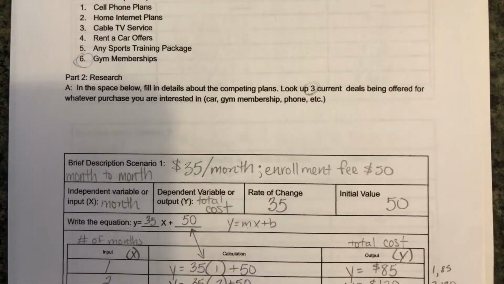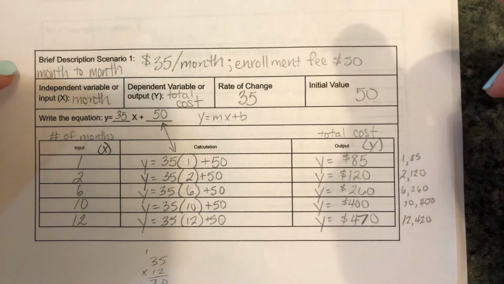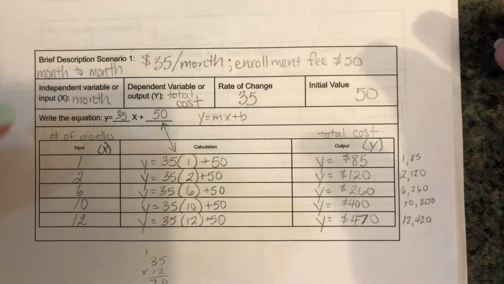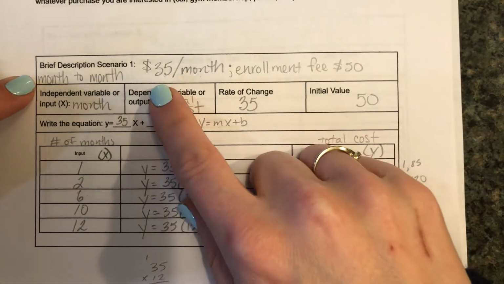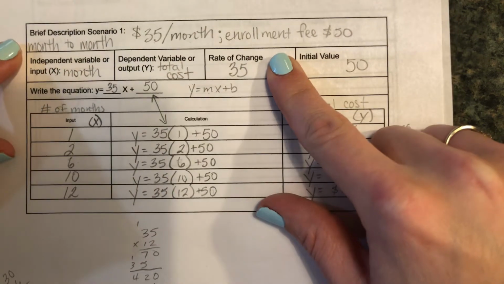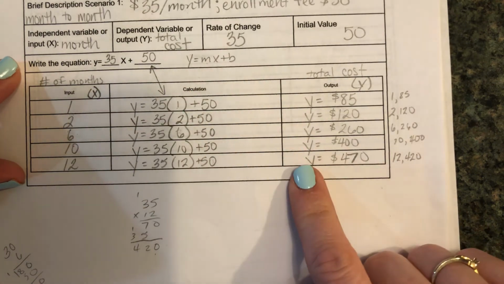So after you do your research, I had a couple people have already checked in. They did cell phones, there were some cars, whatever it was you chose. After you did that research, you needed to write and fill in these tables. So for a brief scenario, for mine, one of the plans is a month-to-month plan, which is $35 a month, and an enrollment fee of $50. If I went with that plan, create those equations and fill in all of this information.